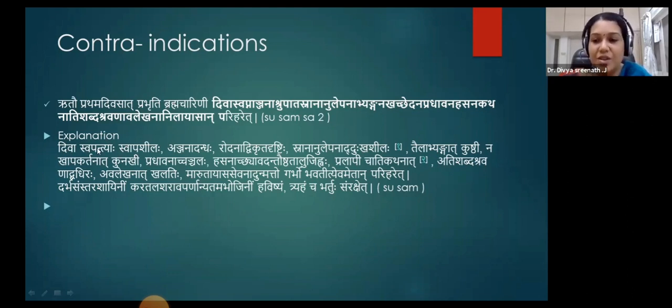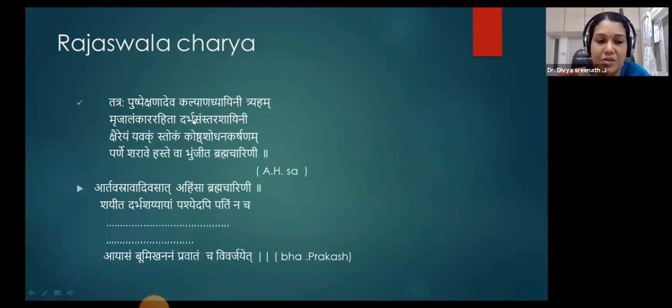And Acharya has also given some explanation of why it is contraindicated. Diva Swapnat Andhyaha: if she falls asleep during the period, then the baby born to her may have certain complications, it is mentioned. Diva Swapnat Swabhavashilaha. If a lady puts Anjana during menstruation, then it may cause Andhyam. Like that, so many reasons are mentioned. So you can write this in your examination: Diva Swapna, Anjana, all are contraindicated according to Susruta Samhita. You definitely have to write this sloka, Rajaswala Charya.